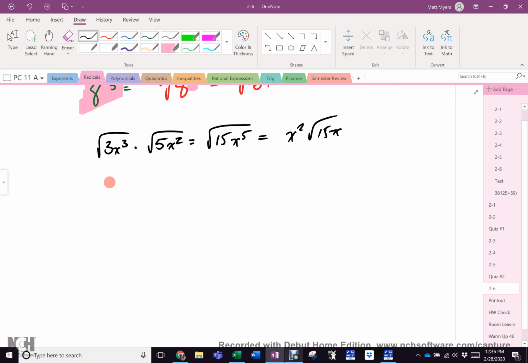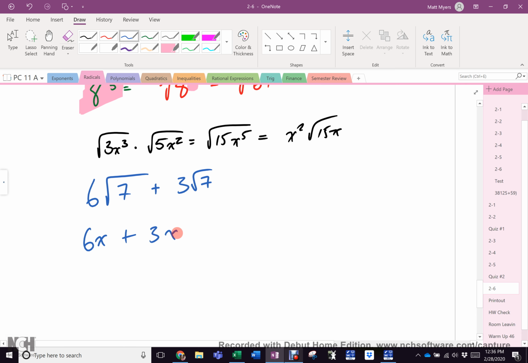Don't say a stupid answer. Just, what did you bring to the party? What does this mean? What does this mean? 6 root 7. What does that mean? 6 times the root of 7, yes? What does that mean? 6 times x. So I'll ask again. What previous knowledge did you bring to the party so you could add and subtract radicals?